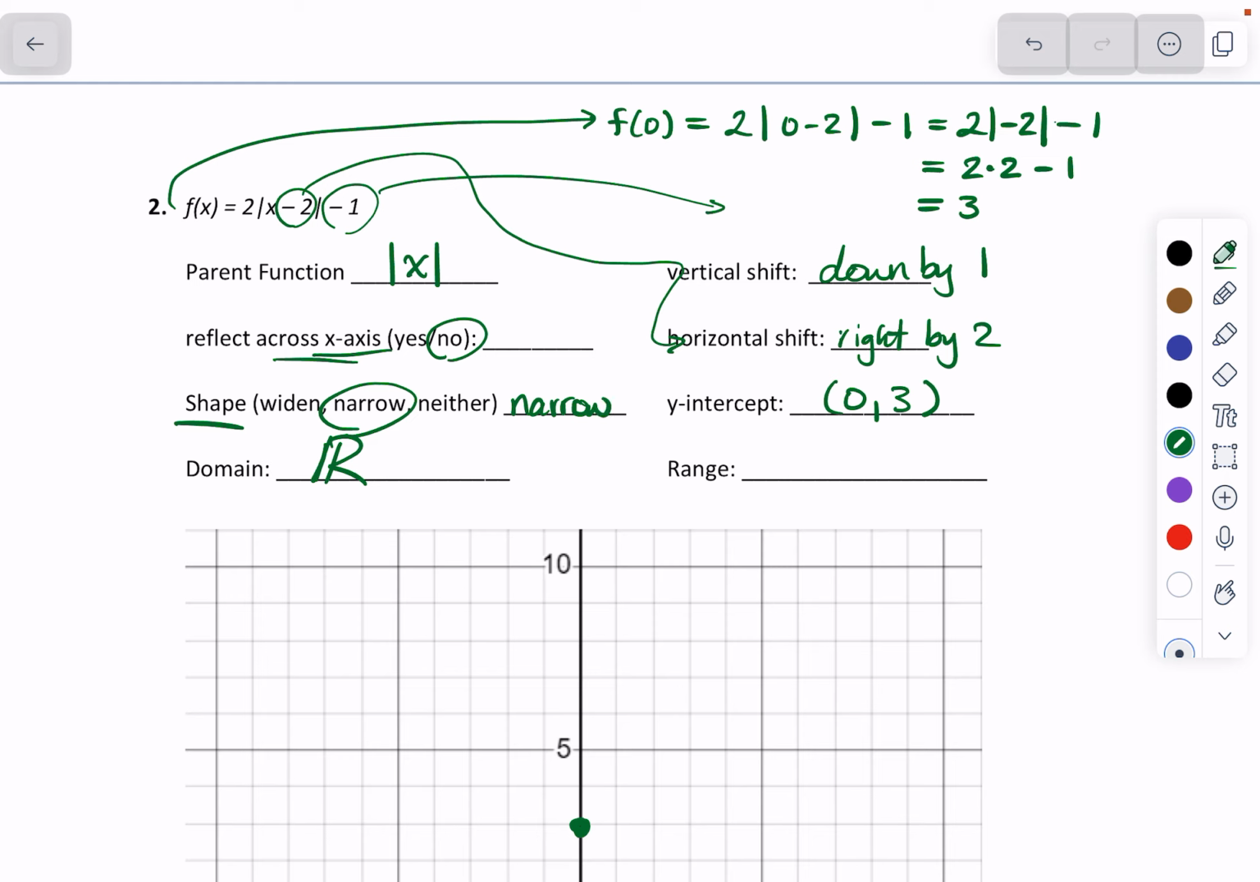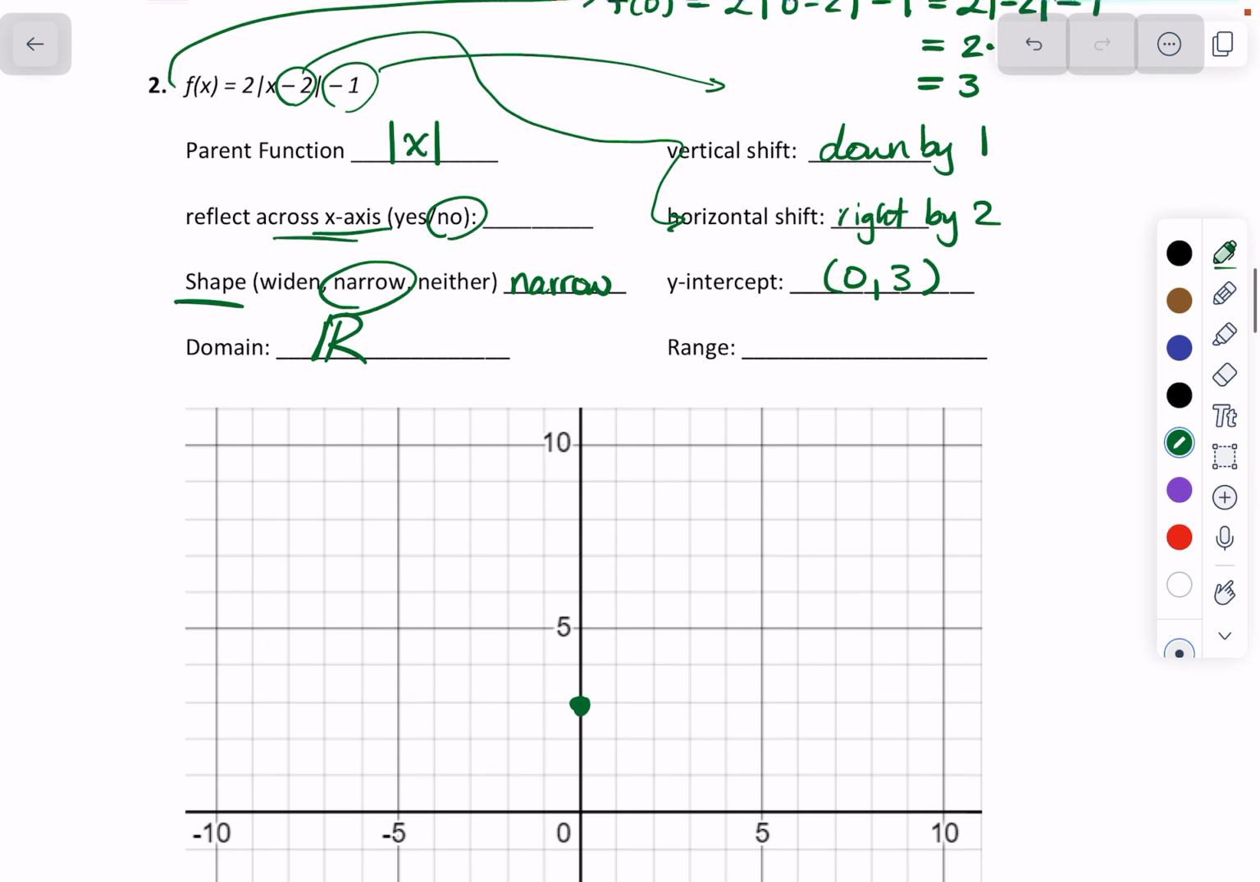Remember, you know what the parent function looks like. You have that parent function worksheet. Let's worry about the range later. So the point is, this parent function, if you remember what it looks like, is a V shape. Right? So something like this.